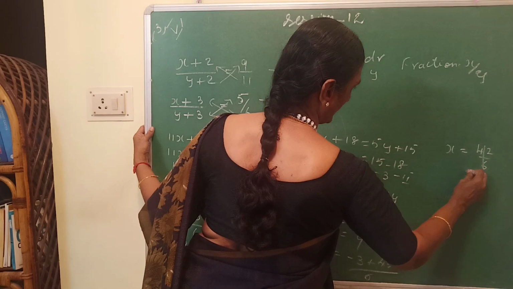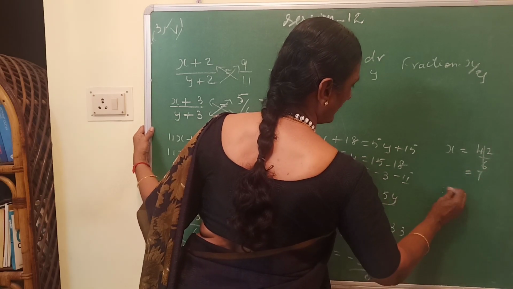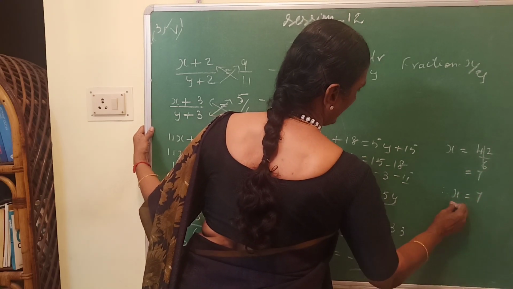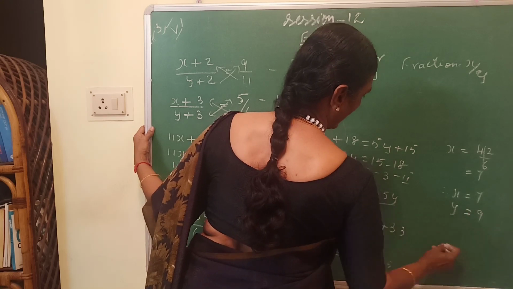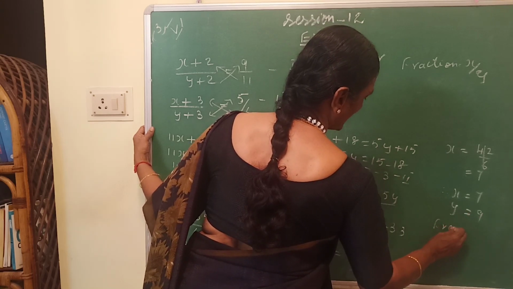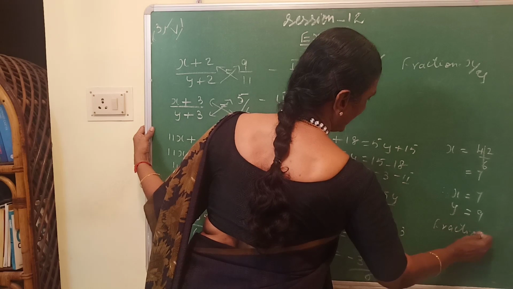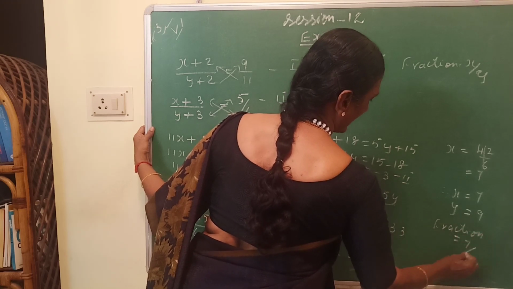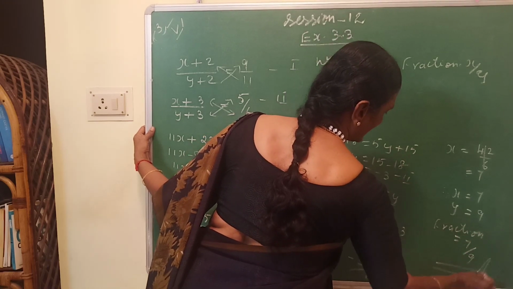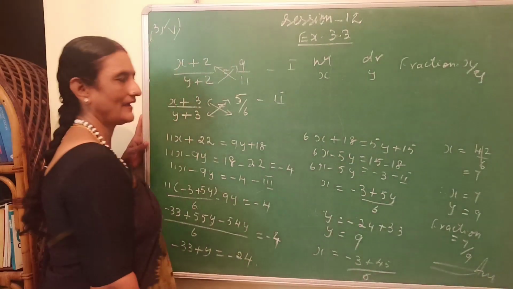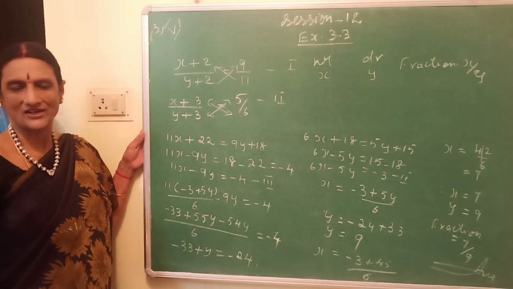So, which is going to give a value 7. Therefore, x is equal to 7, y is equal to 9. Therefore, the fraction is what? Obviously, 7 by 9. This is your answer you have to end up with.